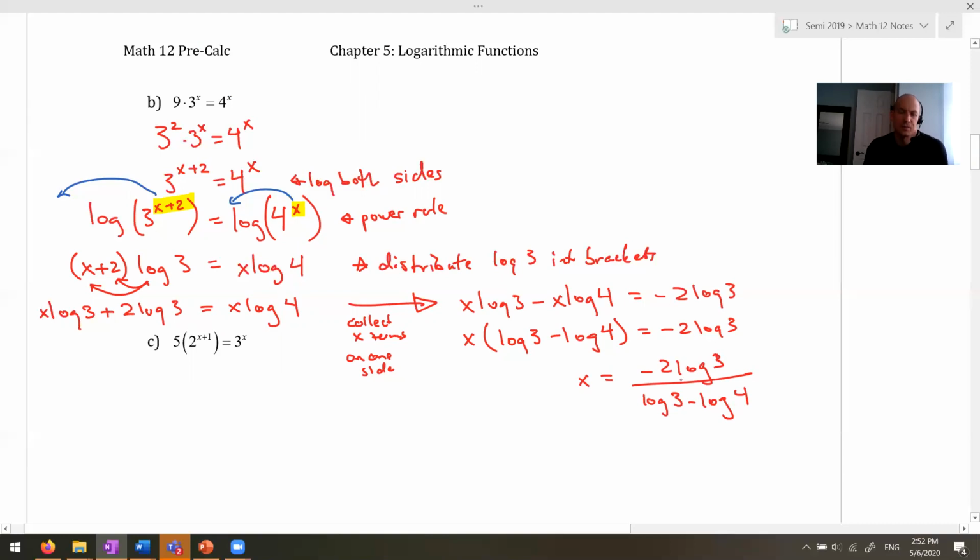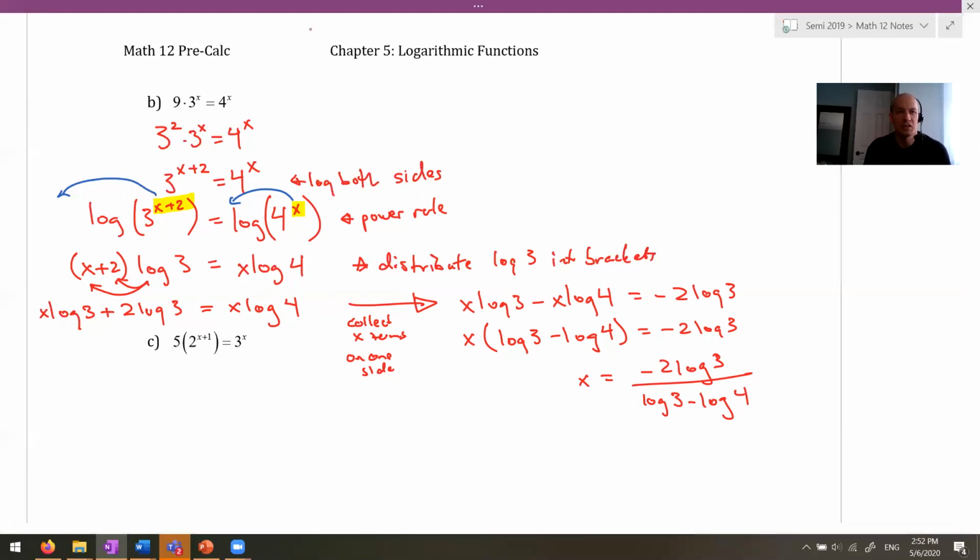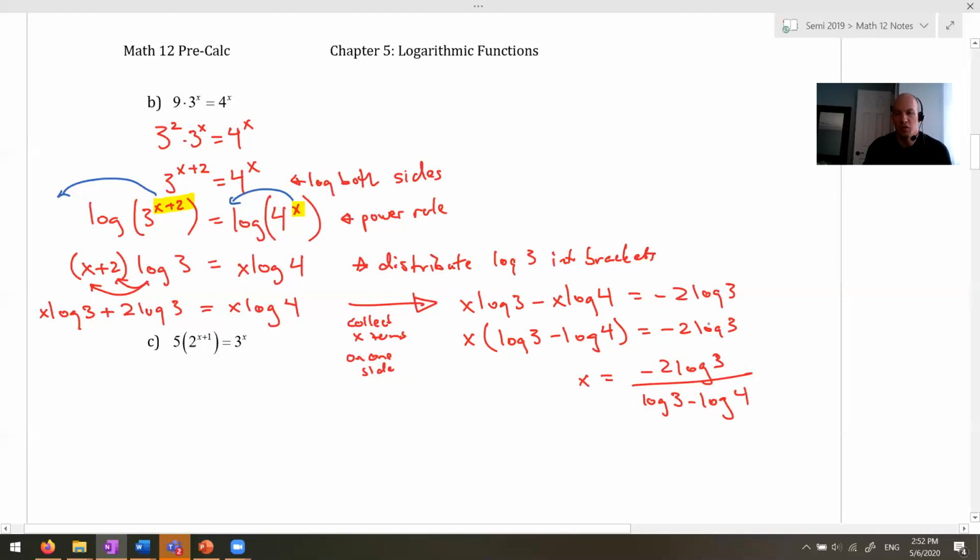So there's always a little bit of debate in the log unit. How far do you go to simplify? If you leave it like this, I'm happy. If you want to keep going, you can. So maybe just in a slightly different color, I'm going to go with the optional simplifying. You can simplify this a bit further.